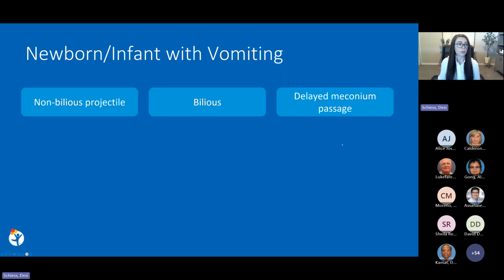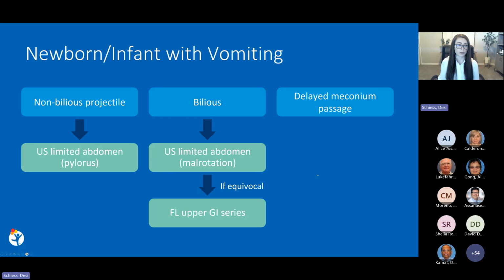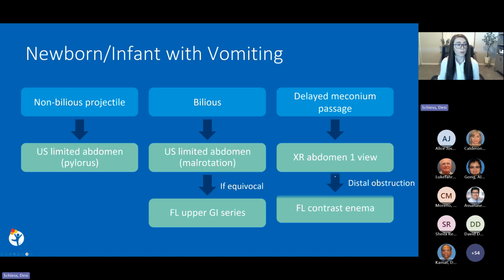For a newborn or infant with vomiting, the first step is to determine whether the emesis is truly bilious or not. For non-bilious projectile vomiting, we would want to start with a pyloric ultrasound. For bilious emesis, at my institution, we start with ultrasound and then move on to upper GI if the ultrasound is equivocal. For patients with delayed meconium passage, if an abdominal X-ray shows distal bowel obstruction, we would do a contrast enema to assess for Hirschsprung disease, which can present with bilious or non-bilious emesis.